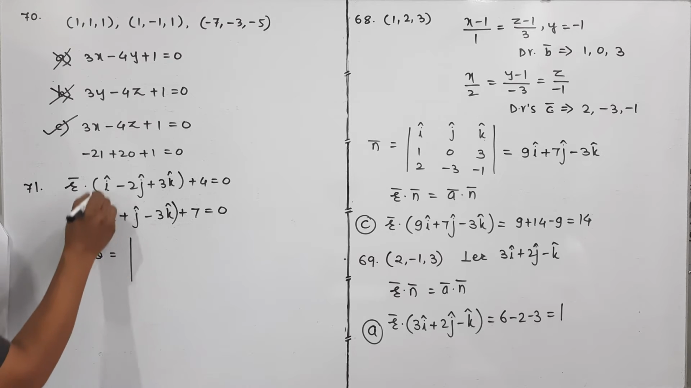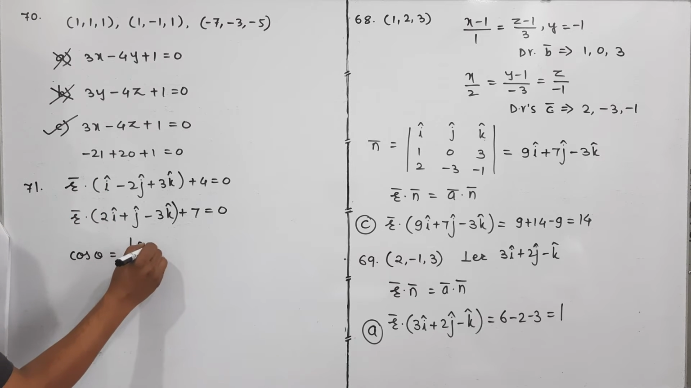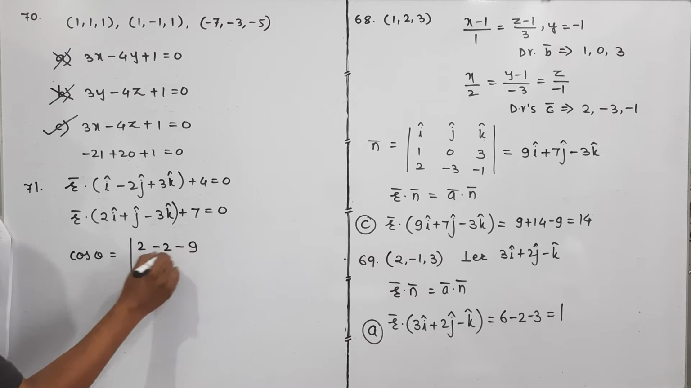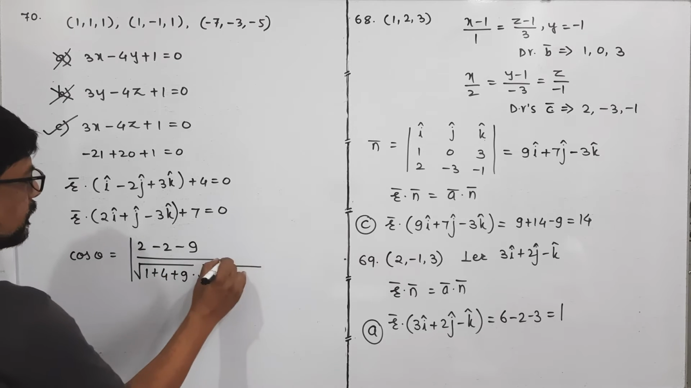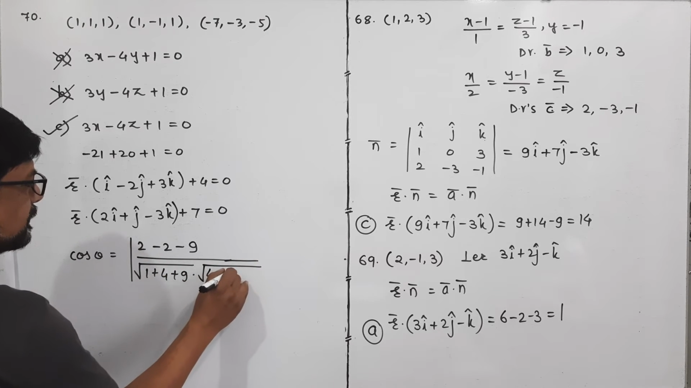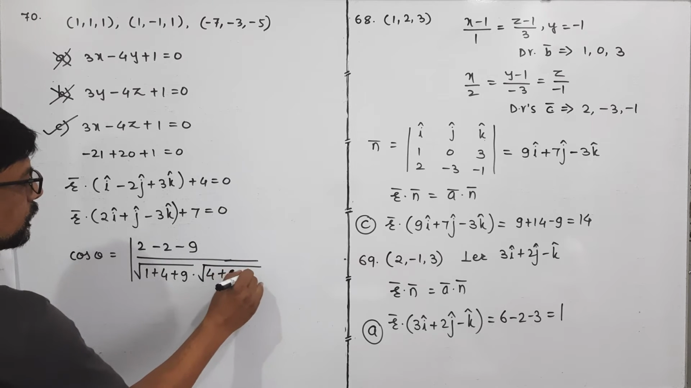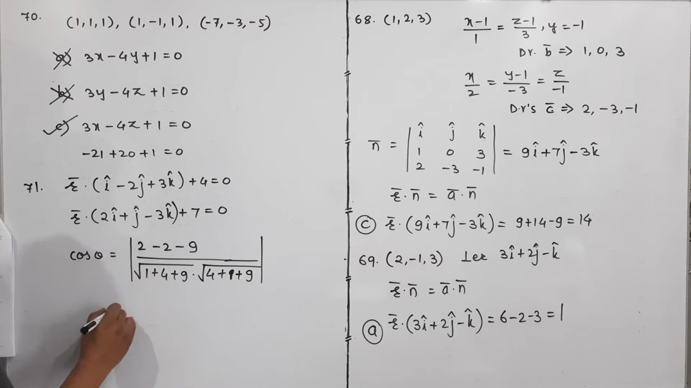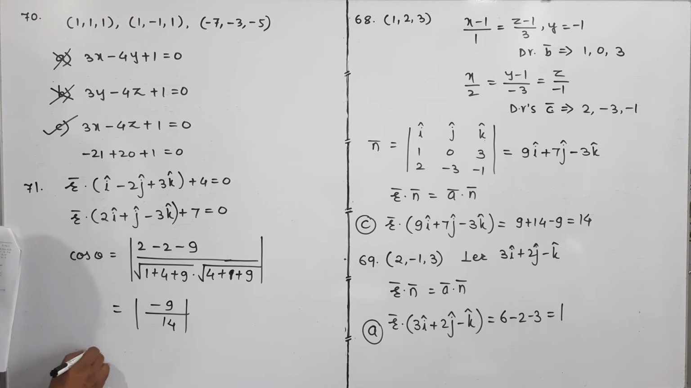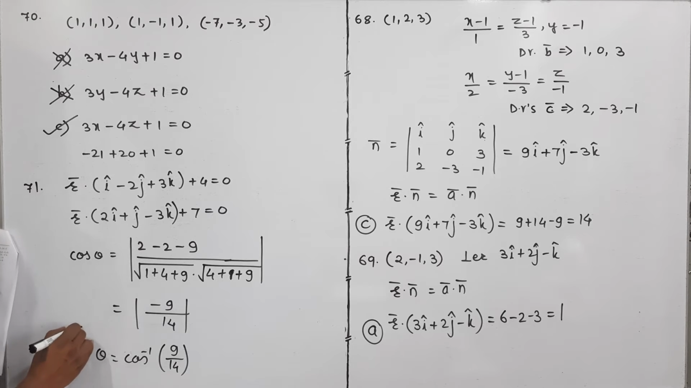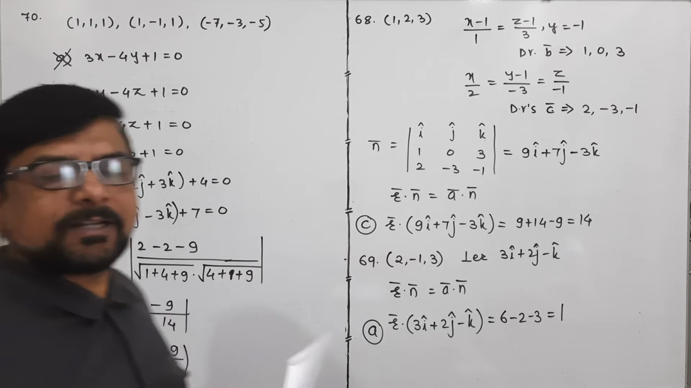mod of 1 into 2 is 2 -2 -9 upon √ of 1 + 4 + 9 into √ of 4 + 1 + 9. That is nothing but equal to mod of -9 upon 14, and therefore theta is equal to cos inverse of 9/14 is your answer. Answer is C. C is your correct option.